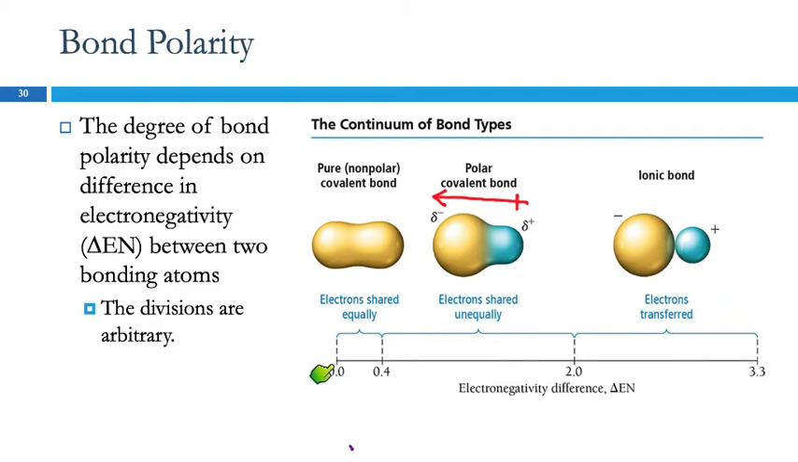So the difference can be anywhere from 0 up to 3.3. 3.3 is the largest difference because there aren't any elements that have 0 that are worth talking about.